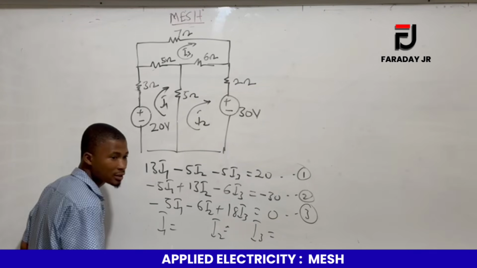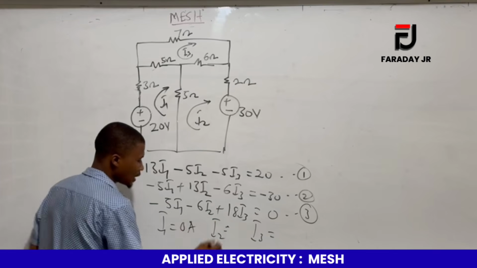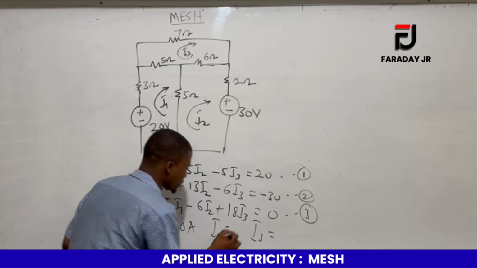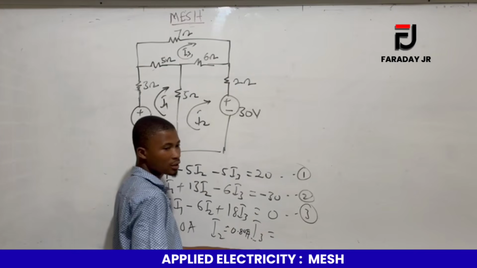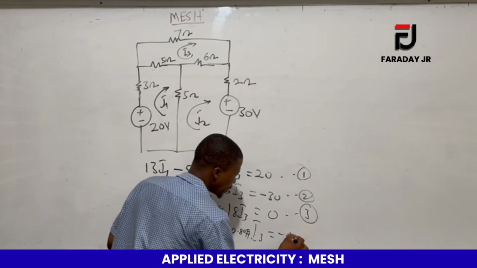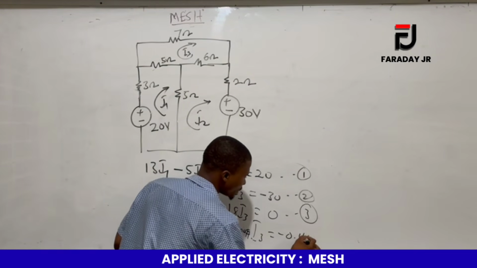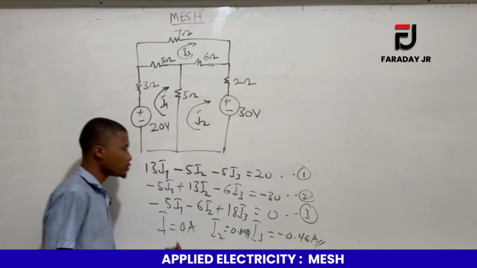I1 is 0 amps, I2 is 0.84 amps, and then finally I3 is minus 0.46 amps. So you can redo the same thing again.